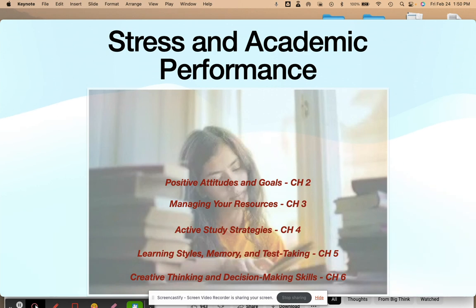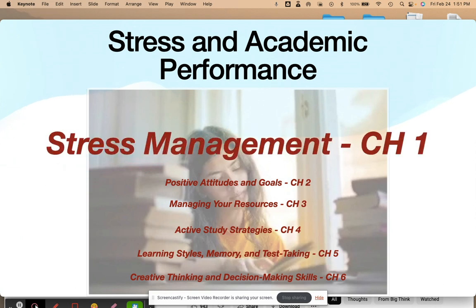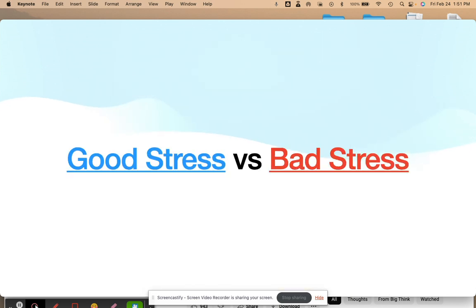But if we look at all of those, stress management is by far the most important. All the other skills are dwarfed by stress management in comparison. And it's the reason for its number one placement in the textbook.